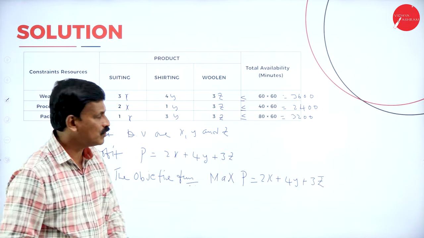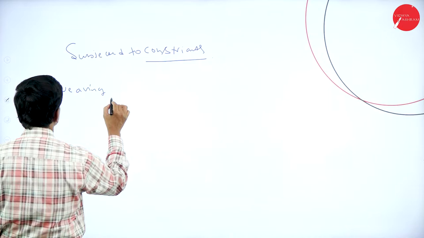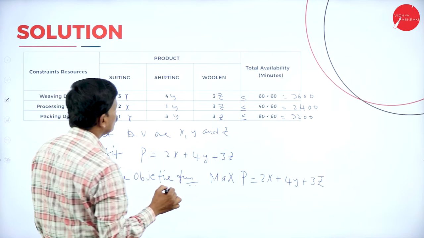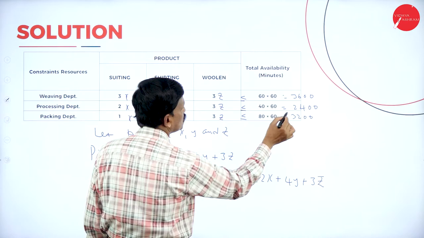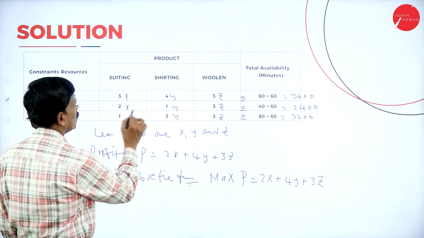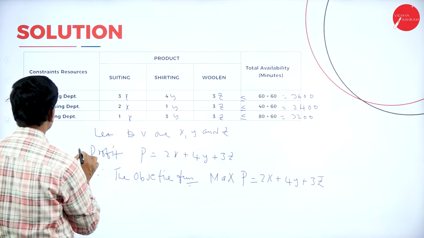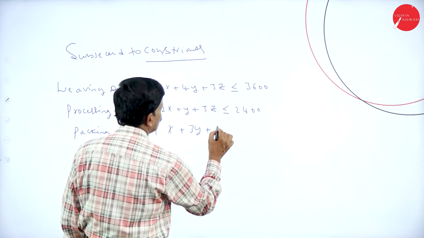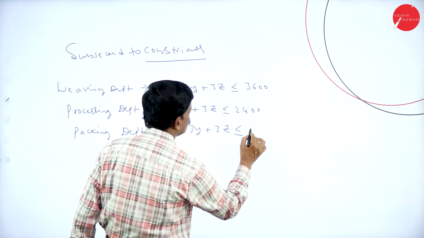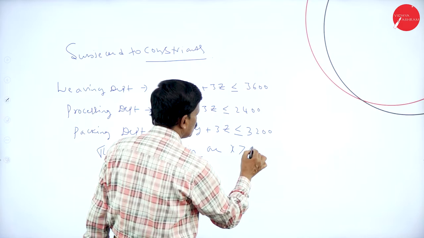That's it. Okay, let me put it in the mathematical form. Subject to the constraints, 3x plus 4y plus 3z is for the weaving department, less than or equal to 3600. Now let us come to the second one, the processing department: 2x plus y plus 3z is less than or equal to 2400. And the third one is the packing department: x plus 3y plus 3z is less than or equal to 3200. And the non-negative restrictions are x greater than or equal to 0, y greater than or equal to 0, and z greater than or equal to 0.